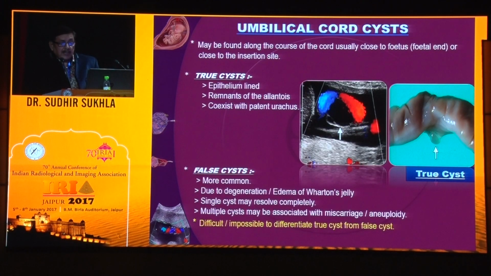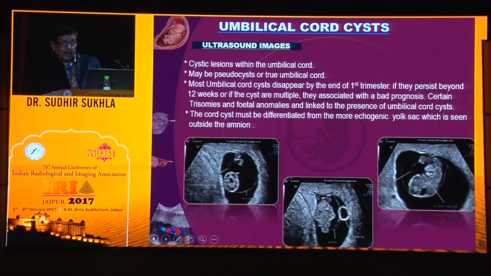Then there are umbilical cord cysts. They are important. They can be single, or there can be multiple. In an umbilical cord cyst, you can't differentiate what is a true cyst and what is a false cyst. Usually they should disappear by 12 weeks, but if they persist, it may result in poor fetal outcome and associated anomalies. Here in the picture, we see an umbilical cord. This is a cyst, and you have to differentiate sometimes, but it's very easy. The yolk sac is seen outside the amnion and has a more echogenic wall.